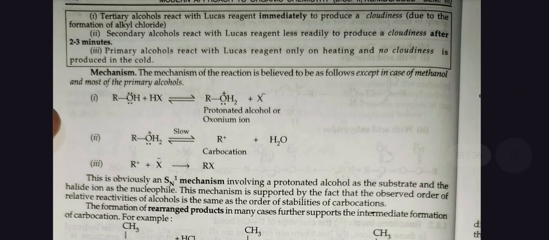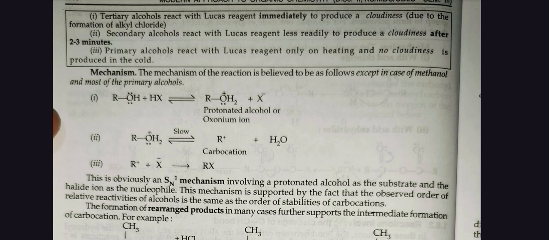First, tertiary alcohol reacts with Lucas reagent immediately to produce a cloudiness due to the formation of alkyl chloride. Secondary alcohol reacts with the Lucas reagent less readily to produce cloudiness after 2 to 3 minutes. Primary alcohol reacts with Lucas reagent only on heating, and no cloudiness is produced in the cold.